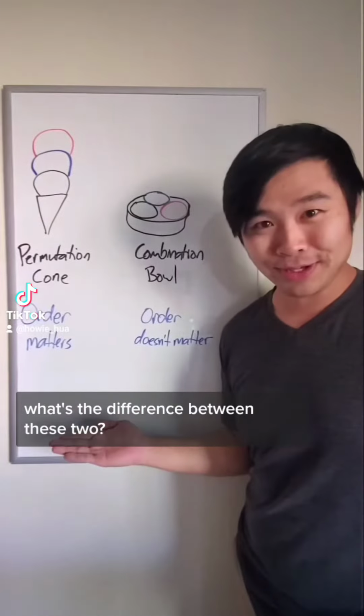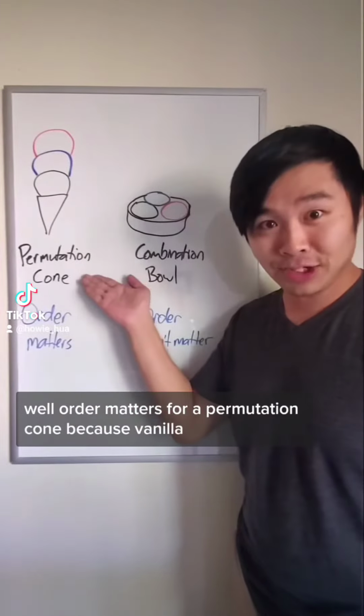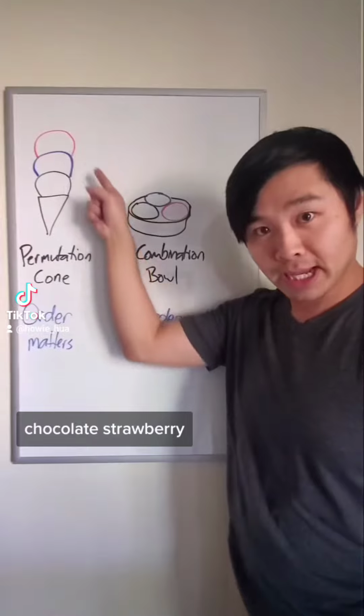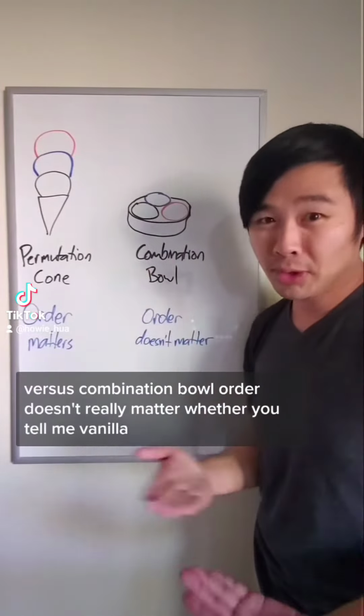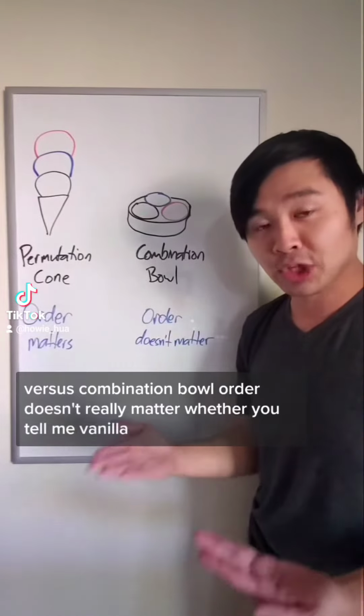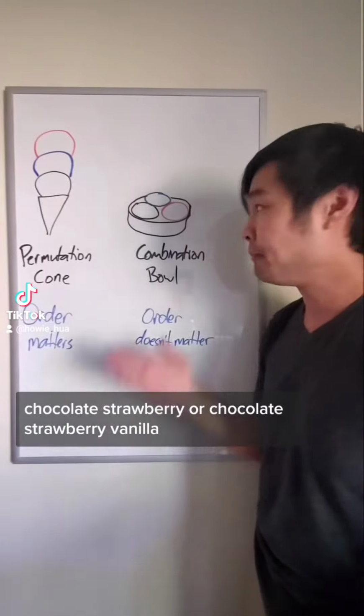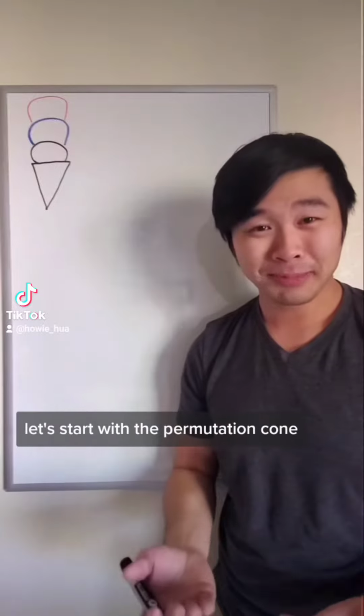First, what's the difference between these two? Well, order matters for a permutation cone because vanilla chocolate strawberry and chocolate strawberry vanilla are going to be different experiences. Versus combination bowl, order doesn't really matter. Whether you tell me vanilla chocolate strawberry or chocolate strawberry vanilla, I'm going to give you the same thing. Let's start with the permutation cone.